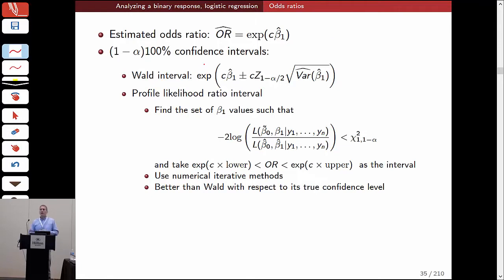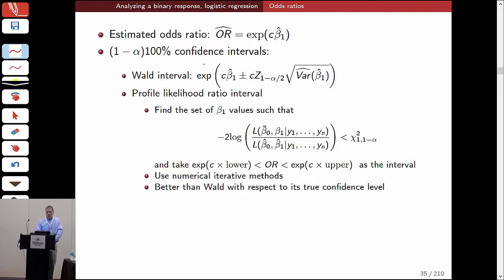We can also find profile likelihood ratio intervals, and typically these work better than Wald intervals in terms of their coverage. What I mean by coverage is that when I say that I have a 95% confidence interval, I want it to work 95% of the time. Profile likelihood ratio intervals do a better job achieving that than a Wald interval.